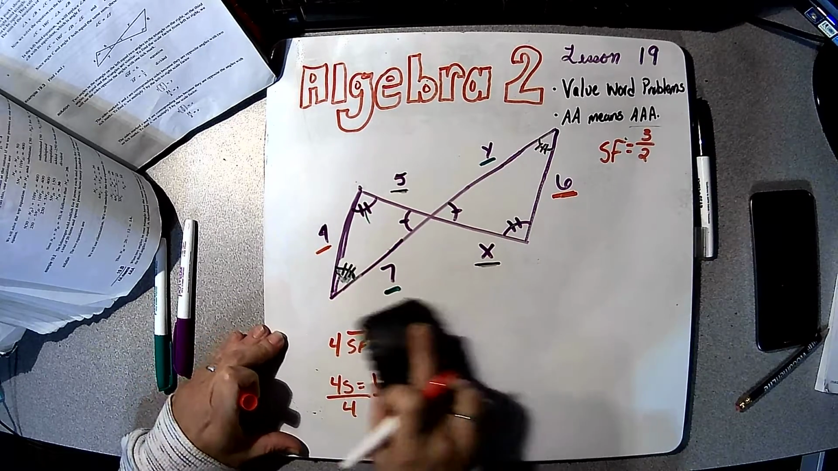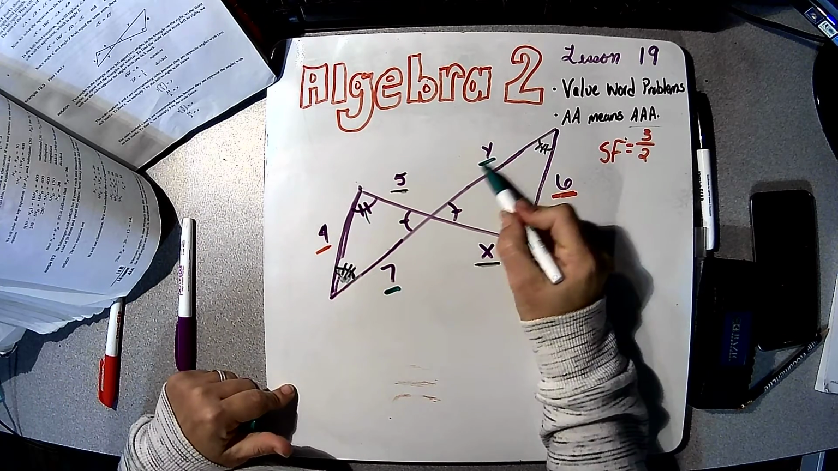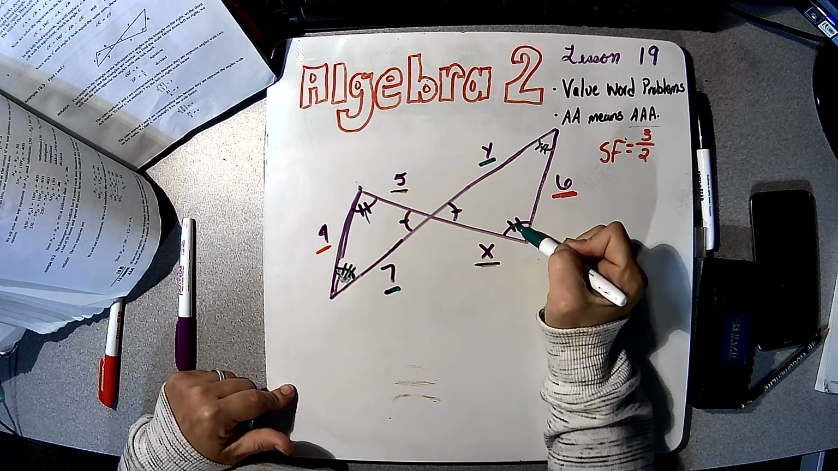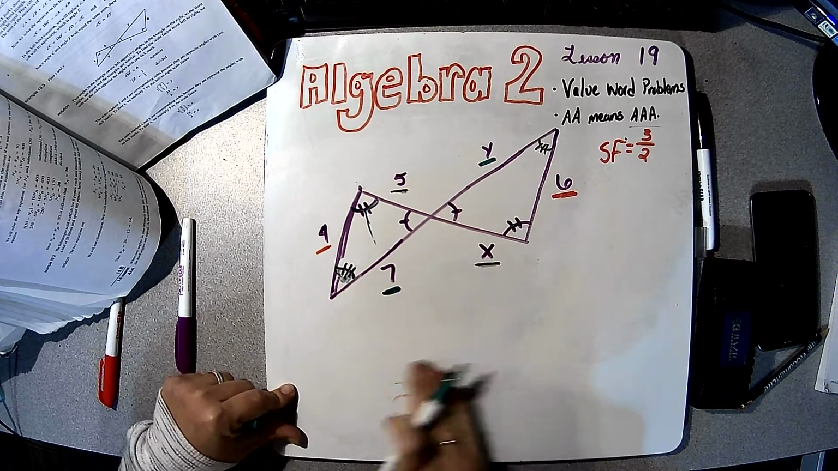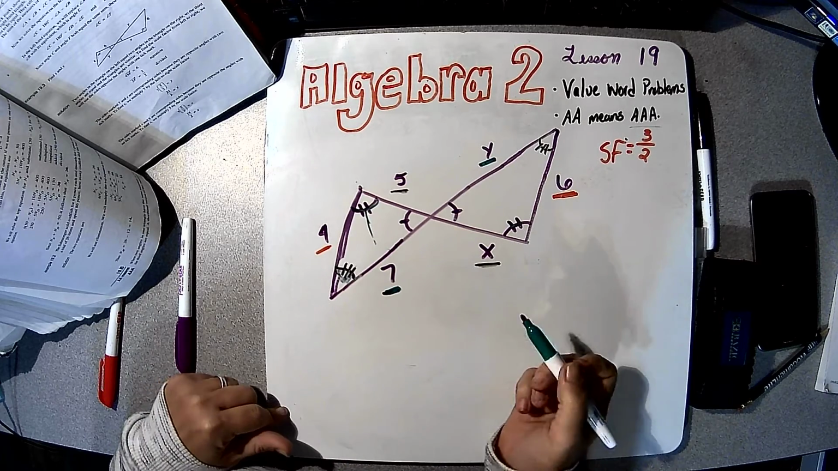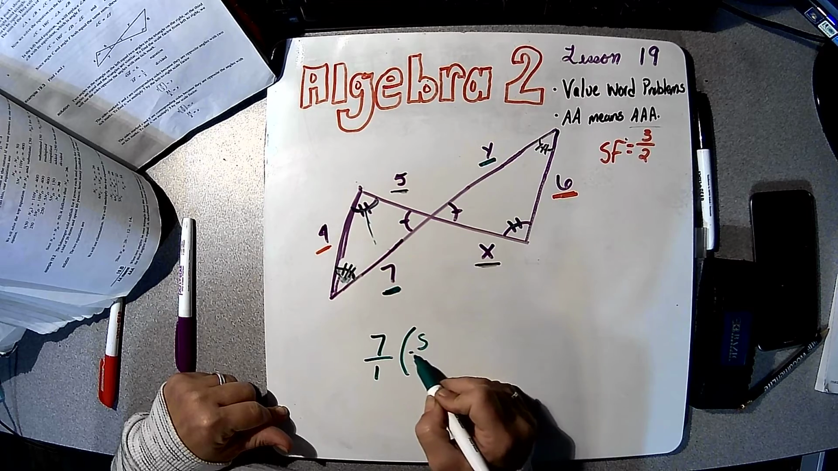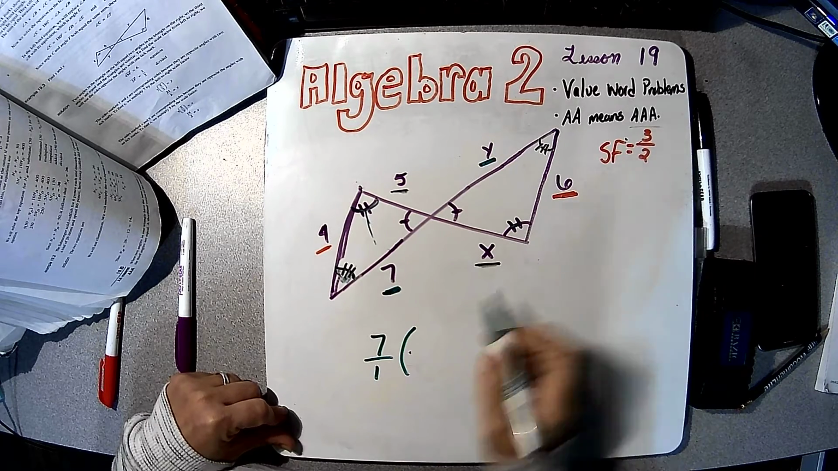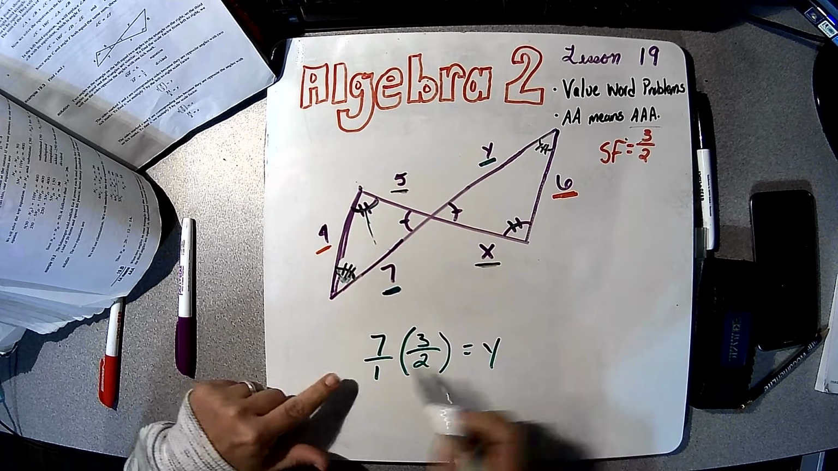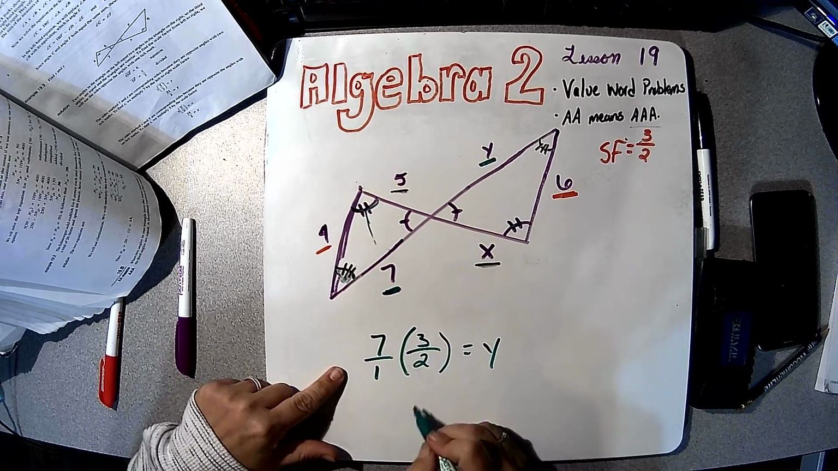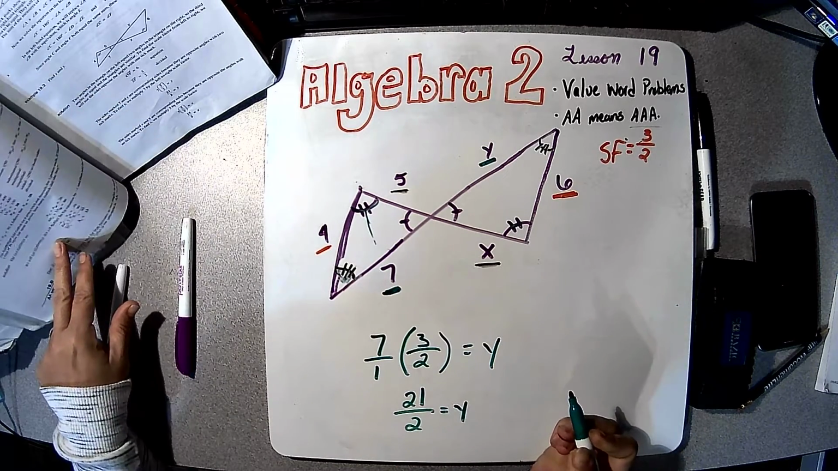Okay? Now, if I want to solve for y, y is right here, and its opposite angle is this one with the 2 tick marks. That means that's this one. That means it's opposite the 7. So I'm going to say 7 over 1 times my scale factor, which would be 3 over 2, is equal to y. So now just multiply this out. 3 times 7 is 21 over 2 equals y. So y is 21 over 2.